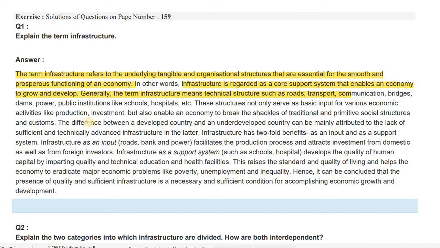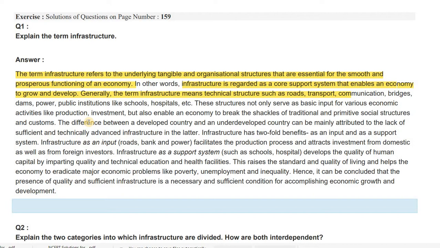Infrastructure has twofold benefits: as input and as support. Then infrastructure means it works as an input and as a support. Infrastructure as an input, like roads, banks, power supply facilities, facilitates the production process and attracts investment from domestic as well as foreign investors. Means this road, bank, power supply, it will attract investors, domestic as well as foreign investors.